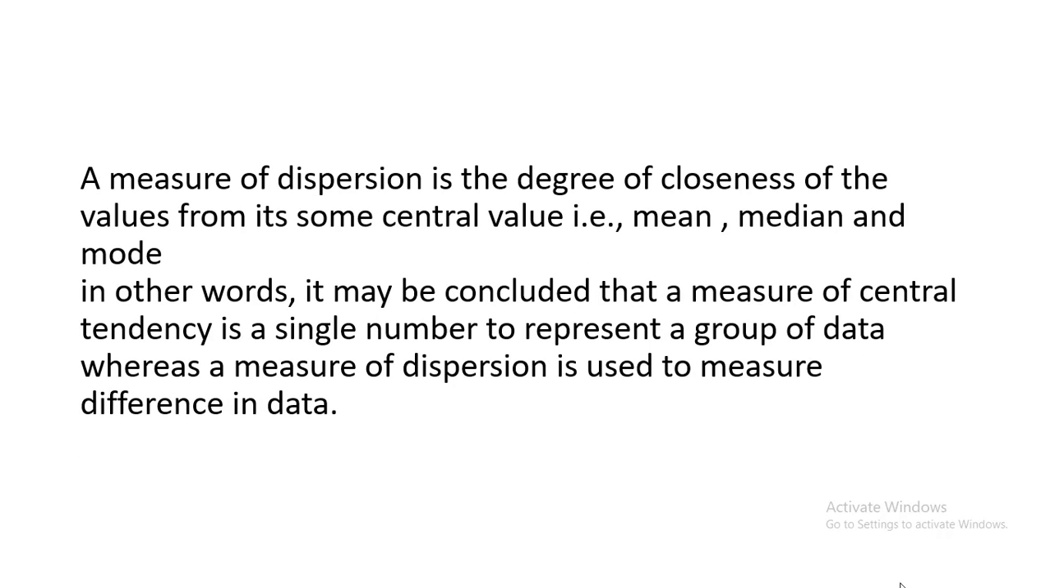Now, a measure of dispersion is the degree of closeness of the values from some central values, that is mean, median and mode. In other words, it may be concluded that a central tendency is a single number to represent a group of data, whereas a measure of dispersion is used to measure difference in the data. We can also say that it is defined as the spread of the values from one another or from some common values. Now those common values may be mean or median or mode.